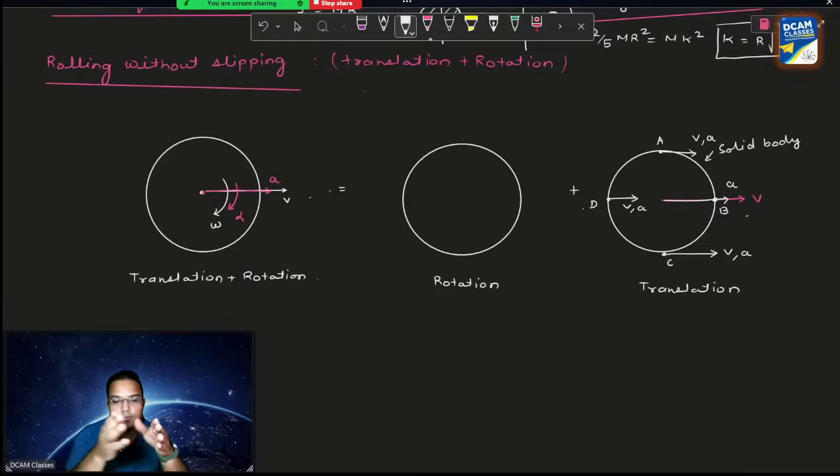It's just like a translation motion, a single body moving in translation. If a forward point is moving with some velocity and acceleration, the backward point also moves with the same velocity and acceleration. Top and bottom also like that. Clear? Okay, everyone?